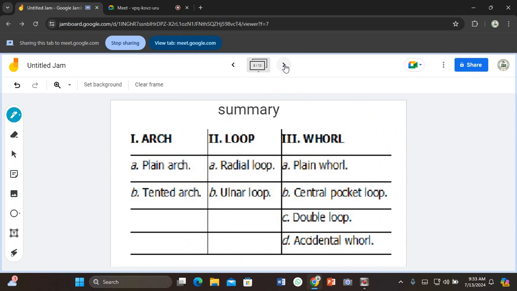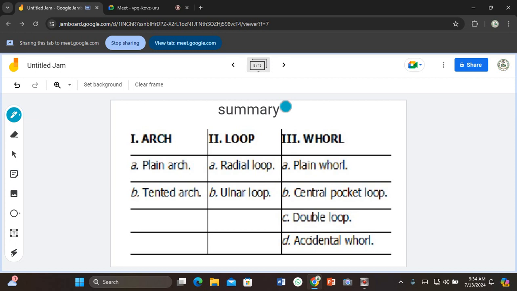Now let's summarize what you'll be learning in these 3 modules. That is the module that talks about identifying various types of fingerprint pattern. In that, we talk about arch, loop, and wall. We said all the fingerprint patterns can be categorized into three groups or three families. The first one is arch, the second one is loop, the third one is wall.